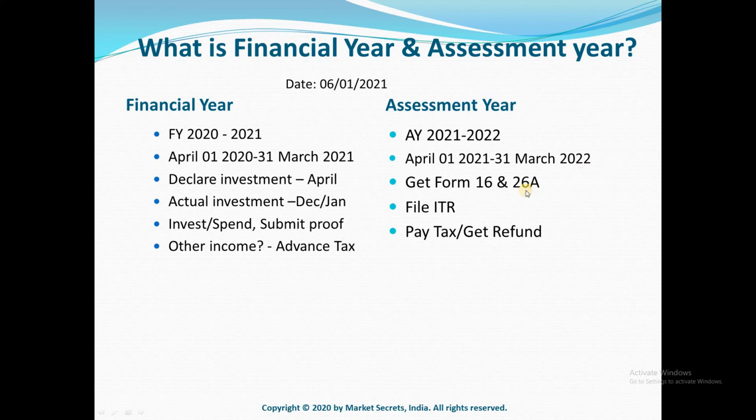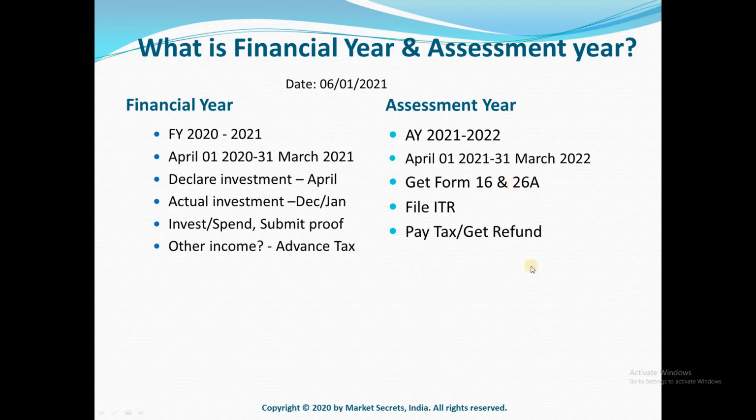Hope you got it. So as a taxpayer, your responsibility during the assessment year is to get Form 16 from your employer, and you can download Form 26AS from the income tax portal, which will have details of all the taxes deducted at source. And on top of that, you need to find out whether you have any other income streams like agriculture income or business income or income from selling shares or mutual funds. You need to get all the details.